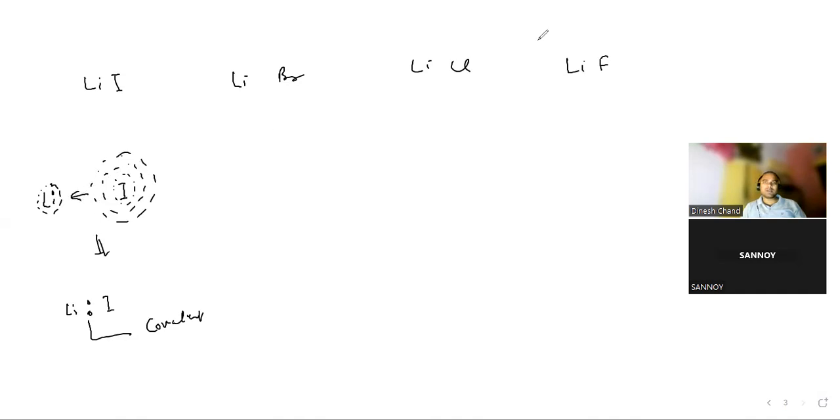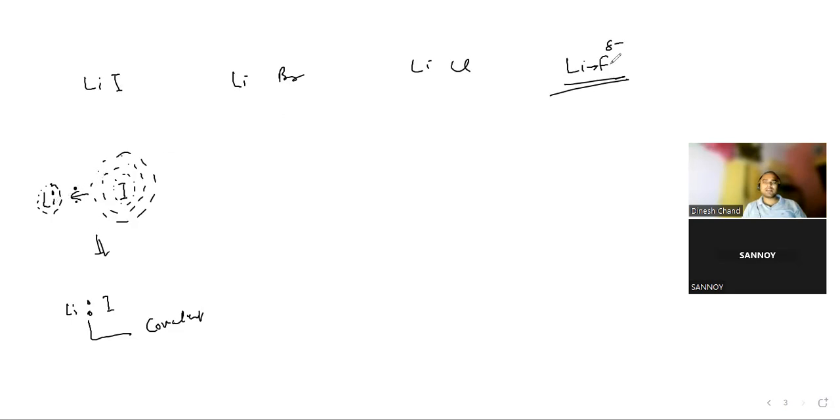If it is, because fluorine is most electronegative, it cannot give the electron. Fluorine never gives the electron. It always tries to pull in the electron. So if it is pulling the electron, it will have more ionic character. Fluorine has more ionic character, but iodine has less ionic character. Why? Because it can easily give the electron in the center. Here the electron will go and it can attract.